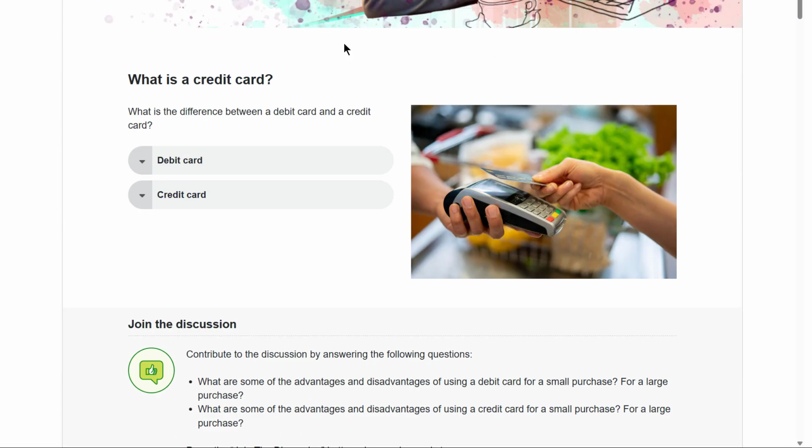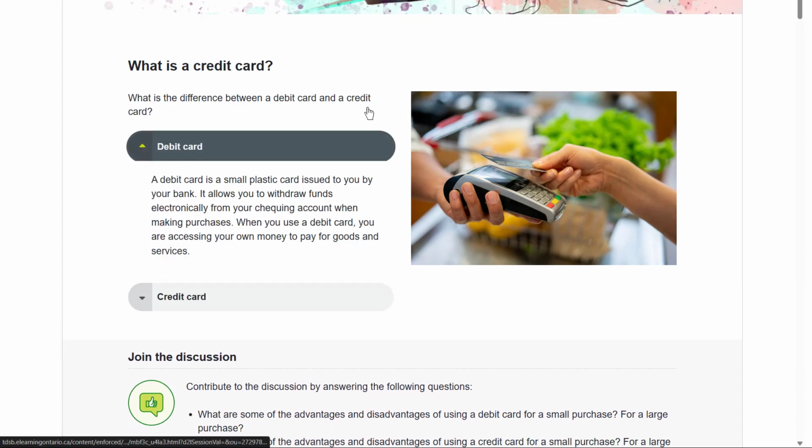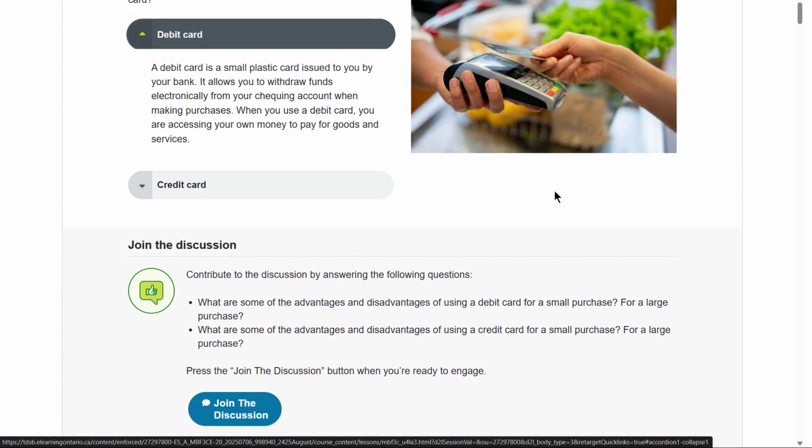All right, what is a credit card? What is the difference between a debit card and a credit card? So a debit card is a small plastic card issued to you by your bank. It allows you to withdraw funds electronically from your checking account and make purchases. When you use a debit card, you are accessing your own money to pay for goods and services.